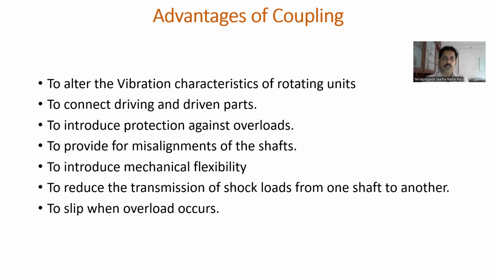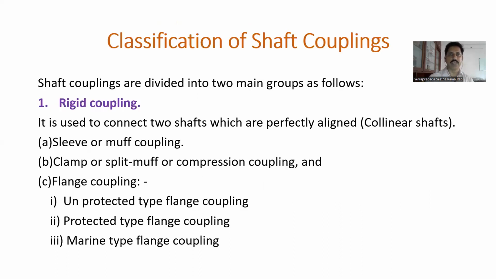And these are also to avoid slip when overload is occurring. That is also one of the advantages of the coupling. We have to take care while selecting the coupling here. And basically, shaft couplings are divided into two types here. One is the rigid coupling and another one is the flexible coupling.